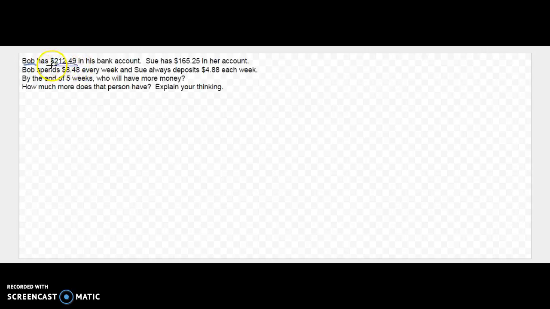All right, so key information here is going to be that Bob is the proud owner of $212.49, at least to start. Other important information is Sue. Sue, there she is, and she's got $165.25 in her account. Here's another key fact. Bob spends $8.48 every week, and Sue always deposits $4.88 each week. By the end of 5 weeks, obviously that's important information, who will have more money?